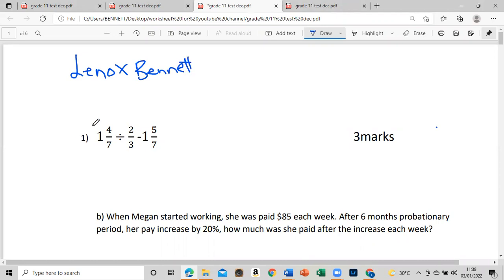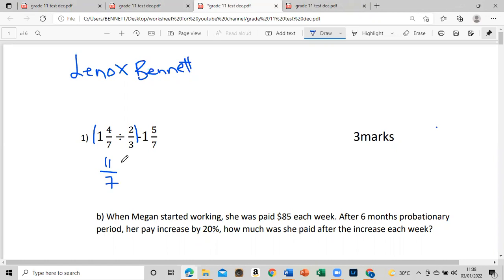So this one says 1 and 4/7 divided by 2/3 minus 1 and 5/7, right? The thing about it, guys, is that we must follow the BODMAS rule, alright? So we're gonna divide first. We're gonna convert this to an improper fraction. So it's 1 times 7, 7 plus 4, that's 11 over 7.